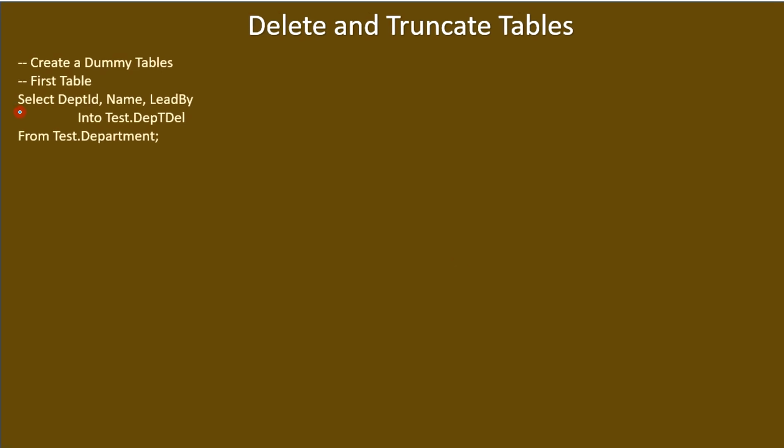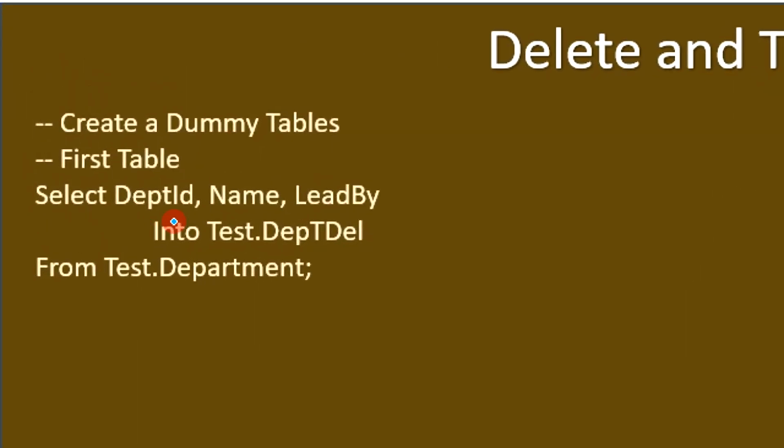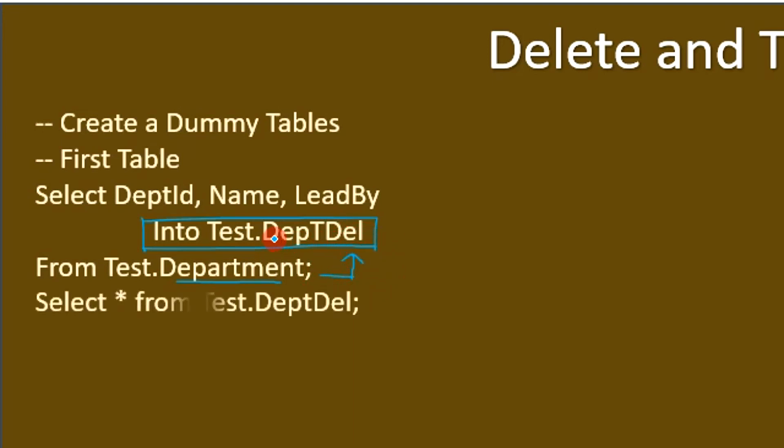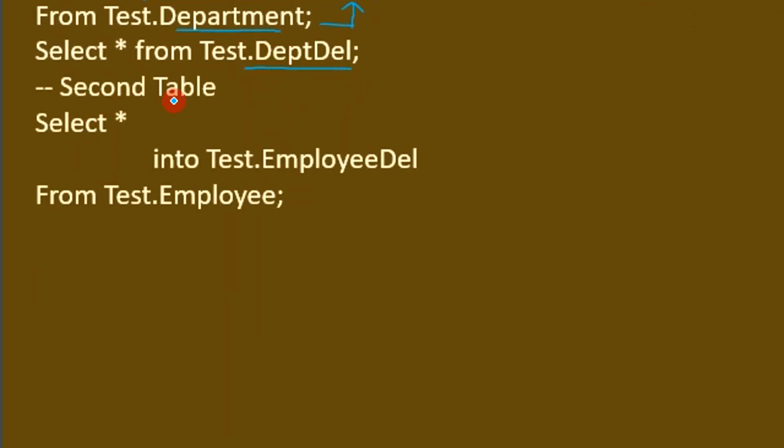So to work with delete as well as truncate operation, once again we create a dummy table from the department table. So department is the source. From here we clone as well as copy the data to DEPT del. Then we check the content of the DEPT del. After this we create one more table using select star from test.employee. So the content will be copied to employee del.